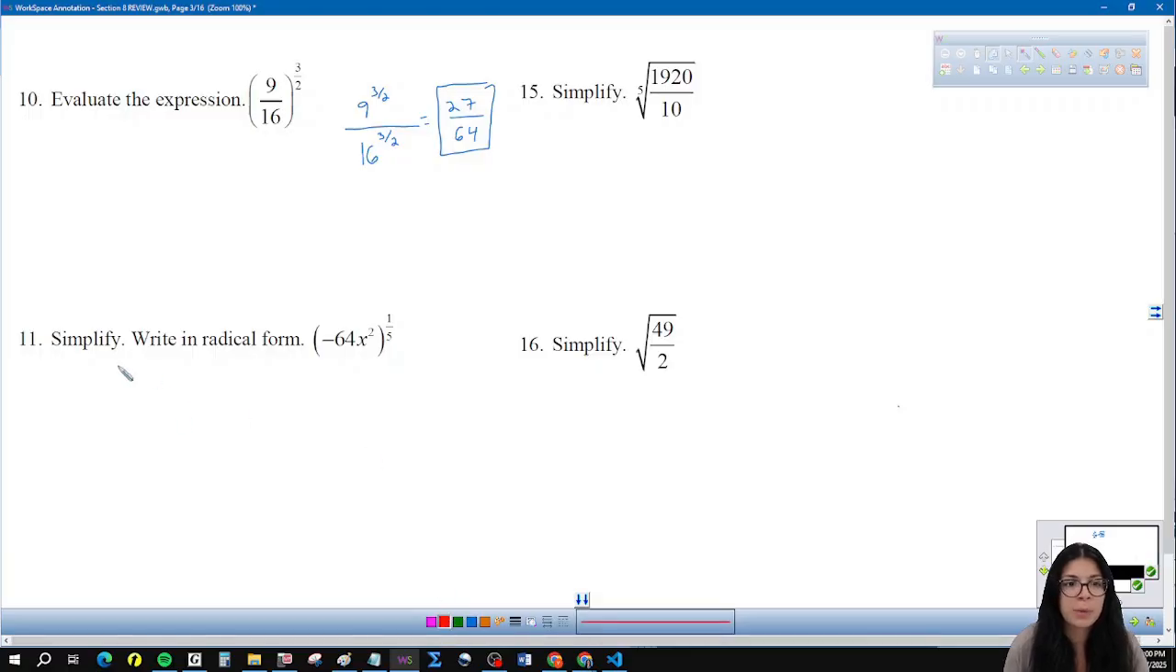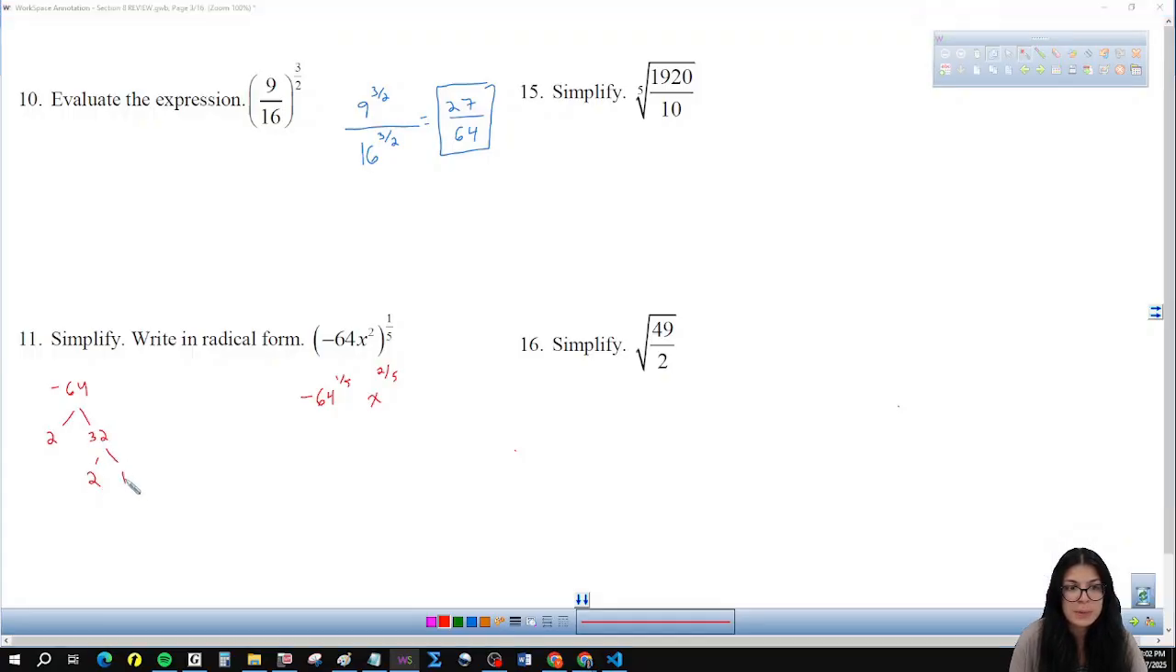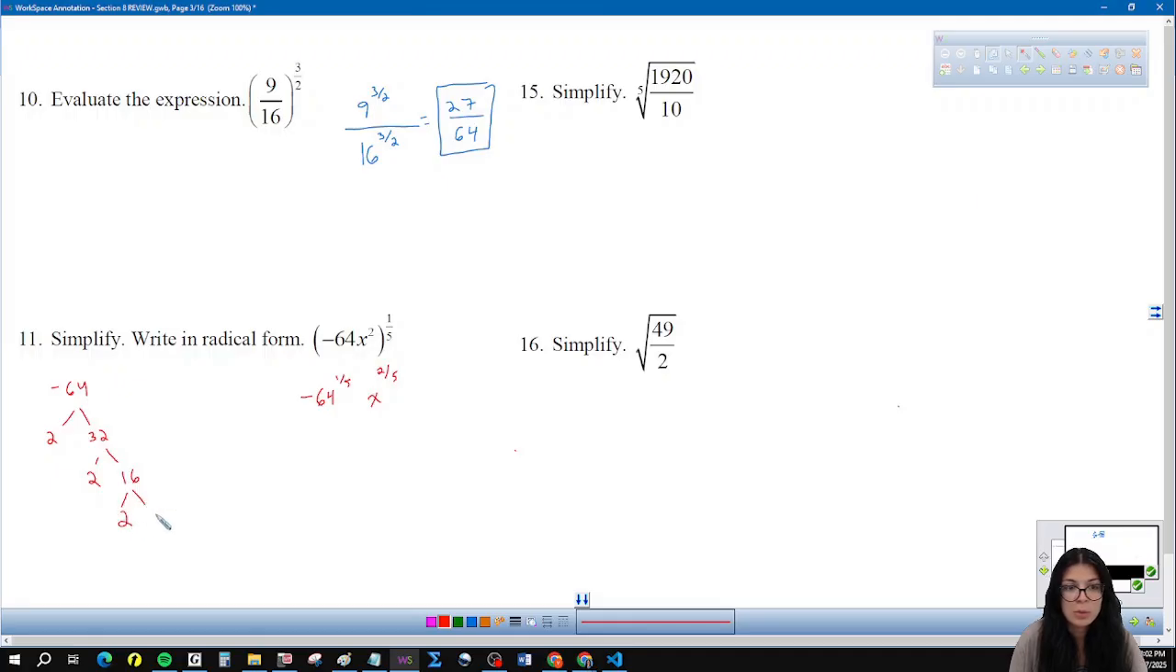All right, for number 11, we're going to simplify and write it in radical form, specifically they want me to do. So notice that this is in parentheses, so the power 1/5 applies for the 64, and it also applies to the x to the power 2. So it will be x to the power of 2 times 1/5, which is 2/5. Simplify negative 64 to the power of 1/5. We can break up negative 64, which is 2 times 32, and 32 is 2 times 16, and 16 is 2 times 8, and 8 is 2 times 4, and of course 4 is 2 times 2.